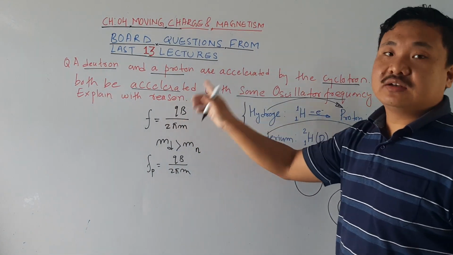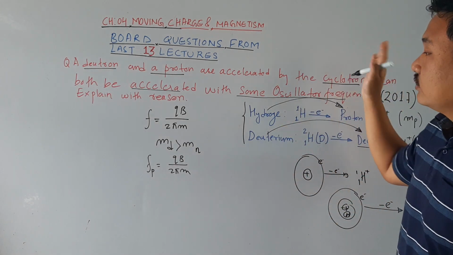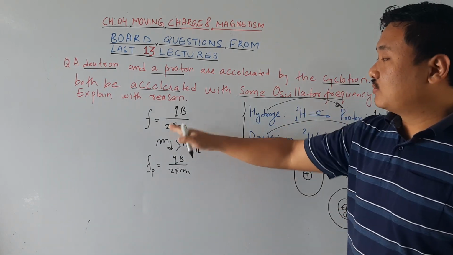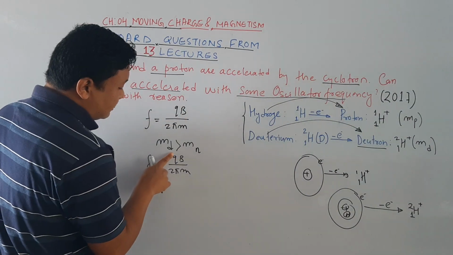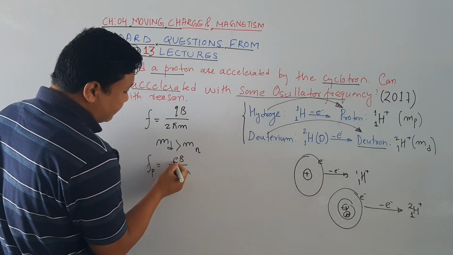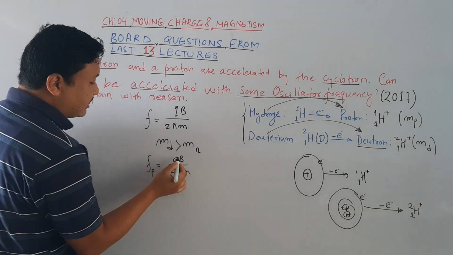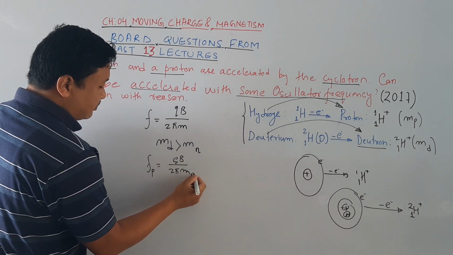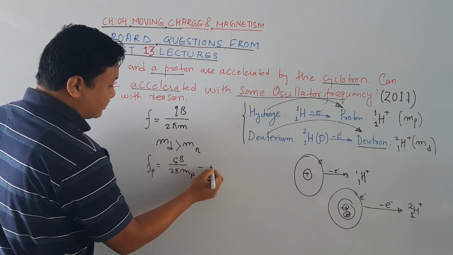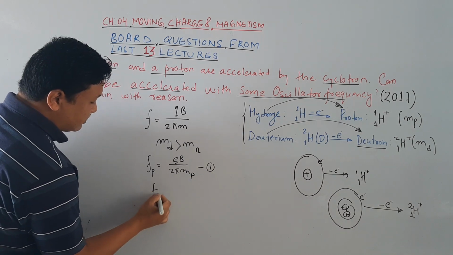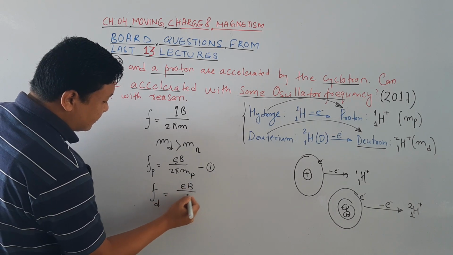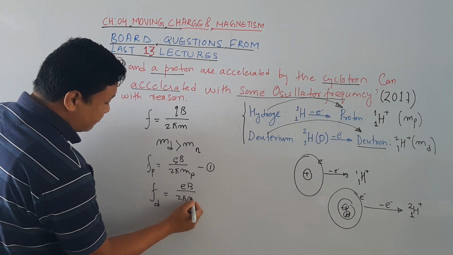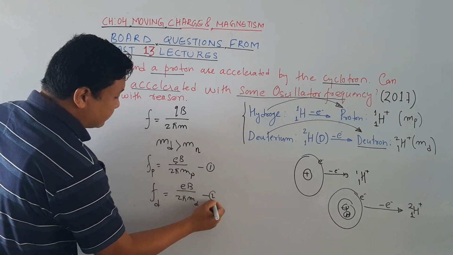Okay, the magnetic field for the same cyclotron will also be the same. 2 pi is a constant and M is the mass. The charge is the same, let the charge be E. So the frequency of proton is E B divided by 2 pi times the mass of proton, equation number 1. And the frequency of deuteron will be how much? E B, because the charge is the same, divided by 2 pi times the mass of deuteron, equation number 2.